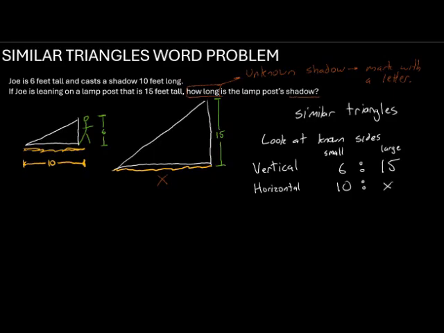But since we've written 2 ratios, we can now do a cross product. We'll write our first fraction. Our vertical sides were 6 to 15, so we'll put 6 on top, 15 on bottom. Then we'll write equals. Then we write our other ratio, which is 10 to x.